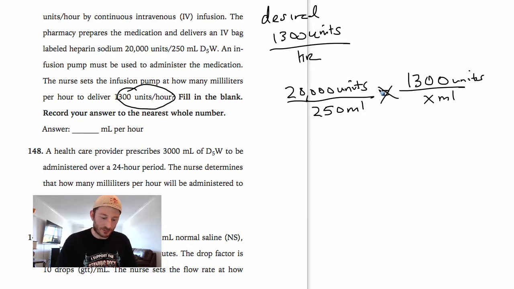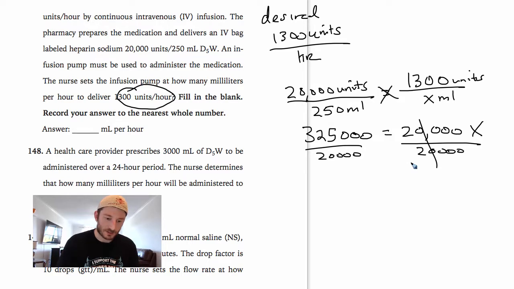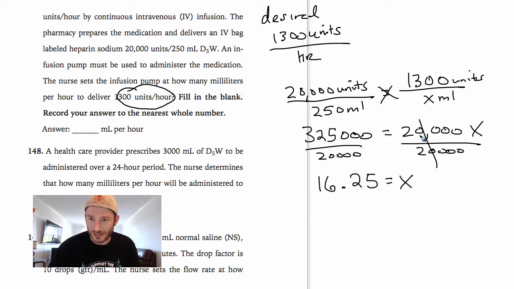1,300 times 250. All right, gives us this nasty number, 325,000 equals 20,000x. We divide by 20,000, divide by 20,000. What do we get? We get 16.25. 16.25 is x. And what was x? It was mLs. So 16.25 mLs goes with 1,300, or 1,300 units of heparin is equal to 16.25 mLs.